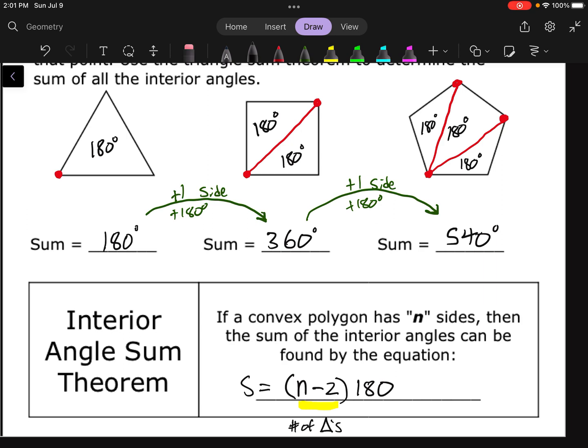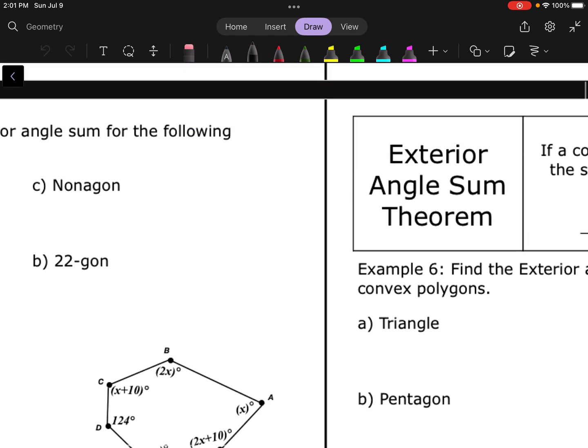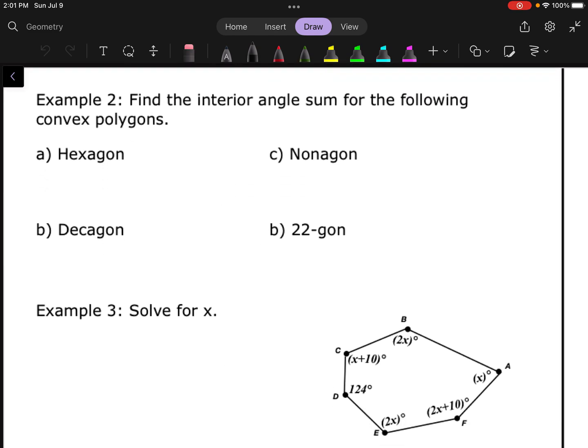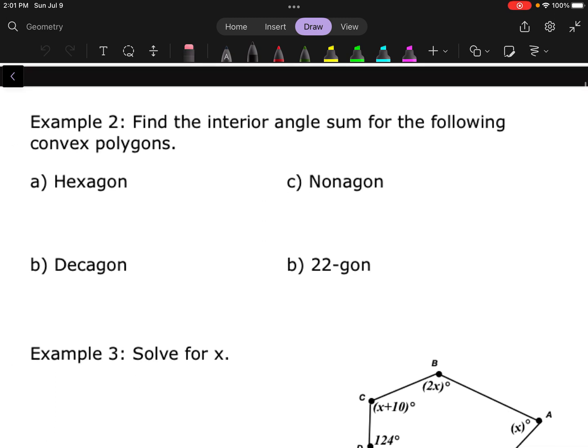And let's give that a shot on the inside of your notes here. So top left on the inside, example 2 says, find the interior angle sum for the following convex polygons. So first up is a hexagon. Now a hexagon has 6 sides, so we will do 6 minus 2 times 180. 6 minus 2 is 4 times 180, and 4 times 180 gives us 720 degrees.